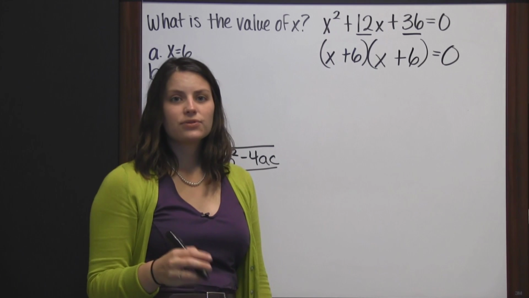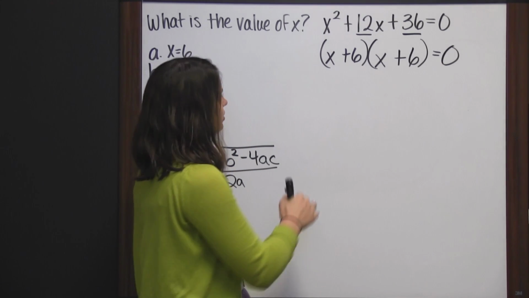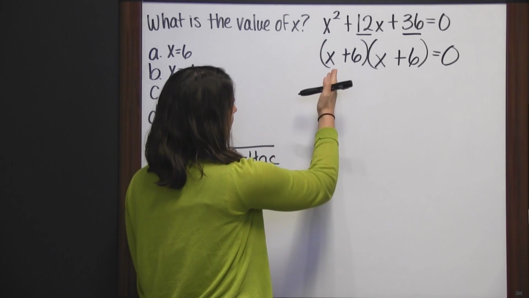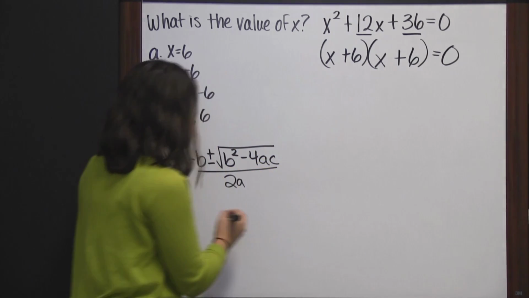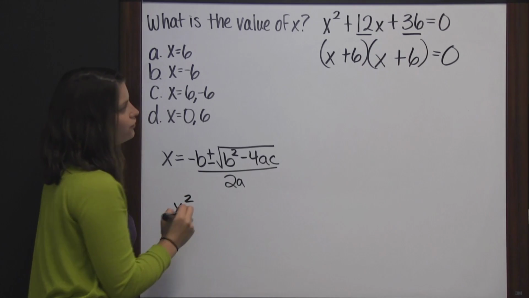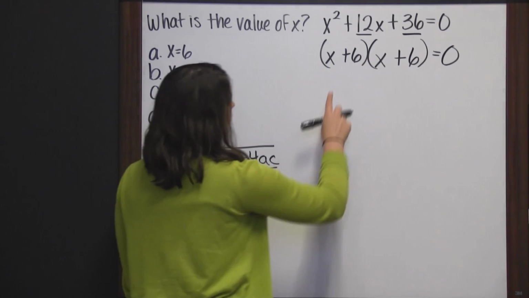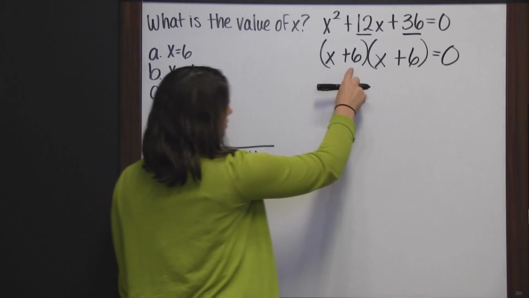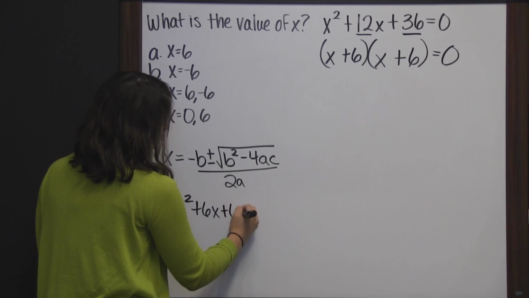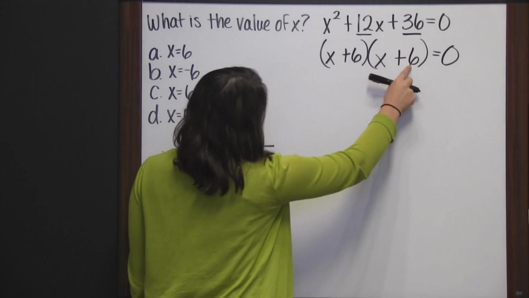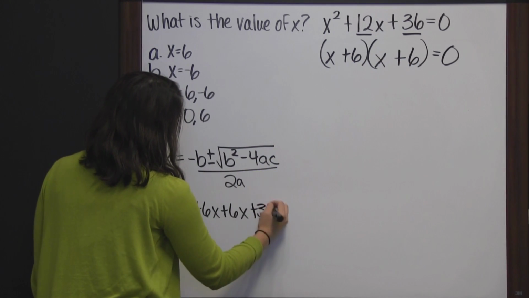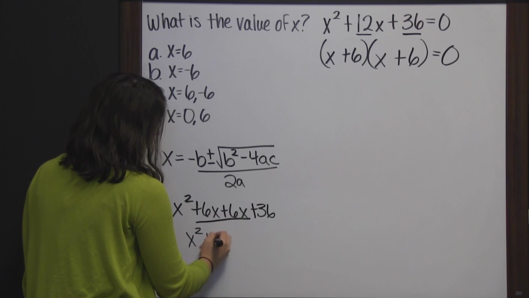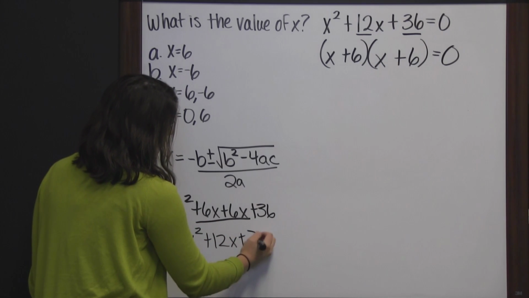And you can always FOIL what you factored to check and see if it is in fact correct. So you could multiply x times x, and that's x squared, that's your first terms. Outer, x times 6, 6x. Inner, 6 times x, 6x. And last, 6 times 6, 36. Then you combine like terms: x squared plus 12x plus 36.